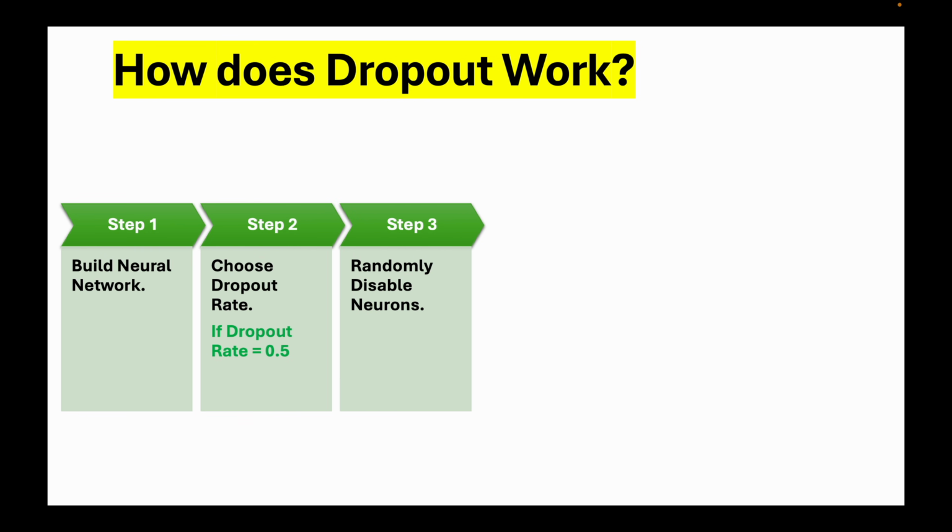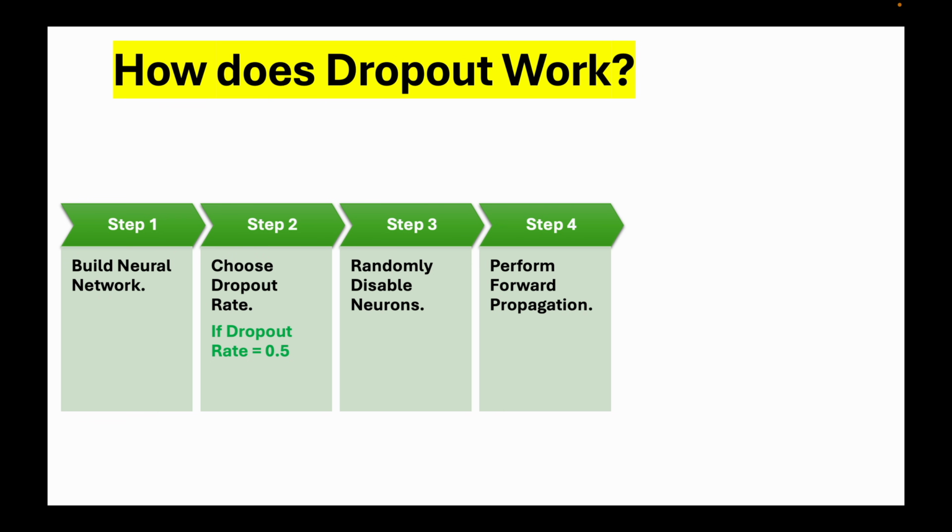Step 3 is to randomly disable neurons. Step 4 is to perform forward propagation, that is, only active neurons can participate. Step 5 is to perform back propagation. Here, only active neurons receive gradient updates, whereas the dropped neurons receive no gradients and no weight updates.